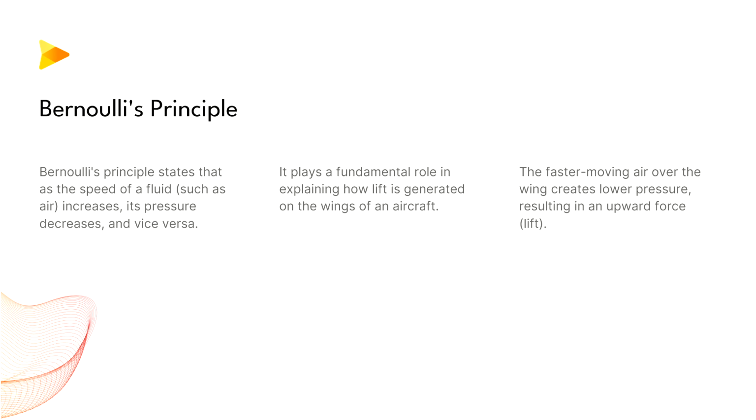So we have here Bernoulli's principle. It states that as the speed of a fluid such as air increases, its pressure decreases and vice versa. It plays a fundamental role in explaining how lift is generated on the wings of aircraft. So the faster moving air over the wing creates lower pressure, resulting in an upward force called lift. Aircraft fly due to the differential pressure of upper and lower camber in the airfoil.